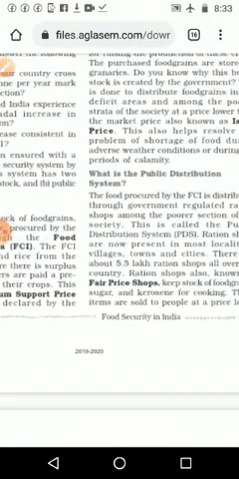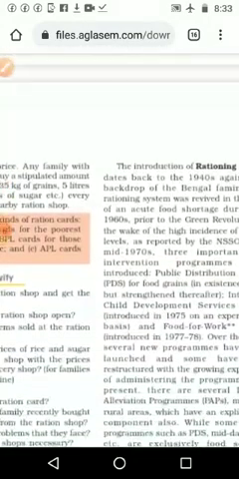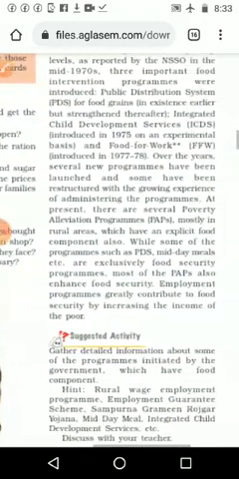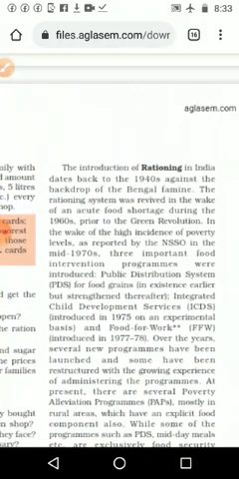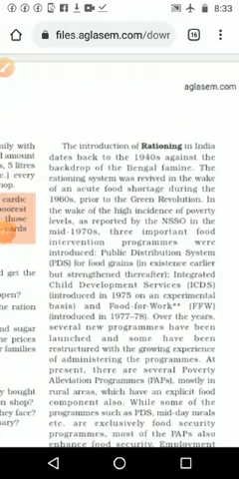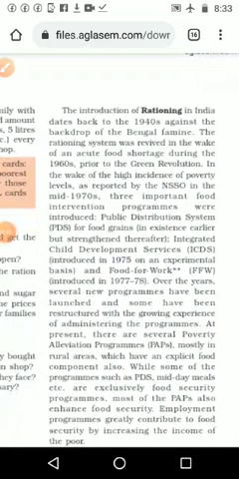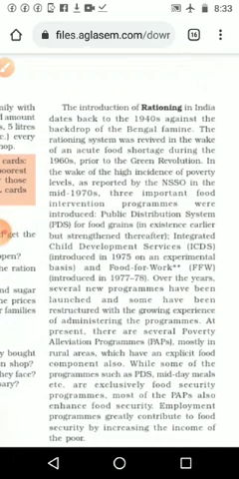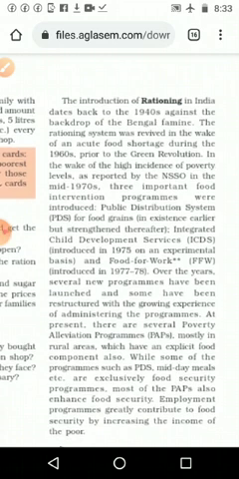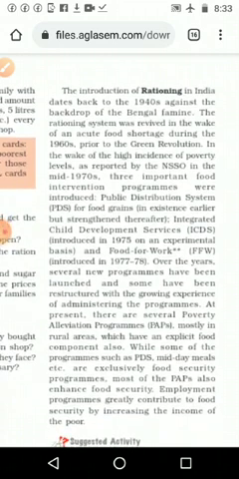These things we will study again in 10th standard, so you should keep them in mind. The introduction of rationing in India dates back to the 1940s, against the backdrop of the Bengal famine. We have seen Bengal famine in the introduction of the lesson, and that is when we started rationing. The rationing system was revived in the wake of an acute food shortage during the 1960s.